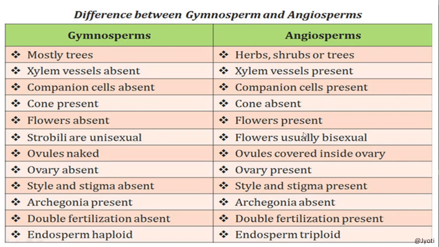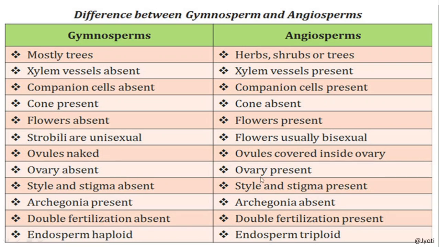But here the flowers may be bisexual or unisexual. Then the ovule is naked, that means they are not enclosed by the fruit wall. But here the ovules are covered inside the ovary. The ovary develops into the fruit.